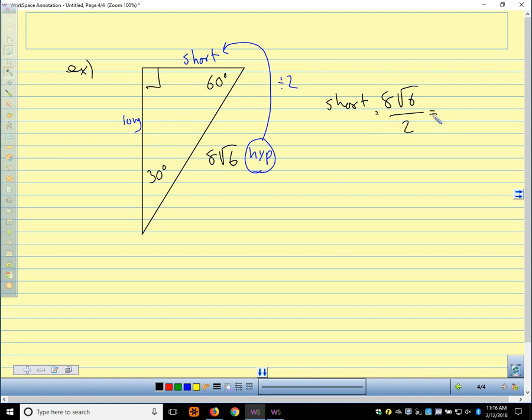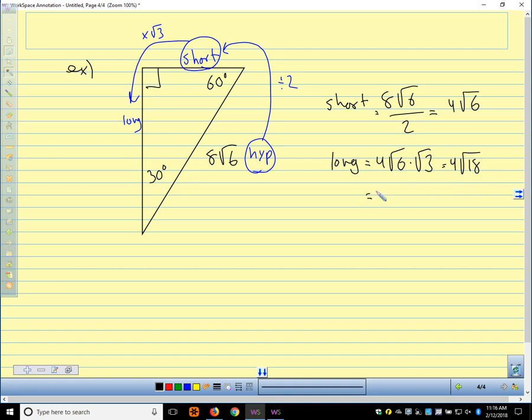I can divide outside the square root. So I get 4 square root 6. These two numbers are outside the square root, so we can divide. And then to go from the short to the long, what do we do? Multiply by square root 3. So the long is going to be 4 square root 6 times the square root of 3. I can multiply inside the square roots. So I get 4 square root 18.